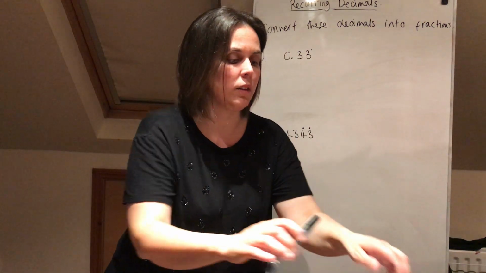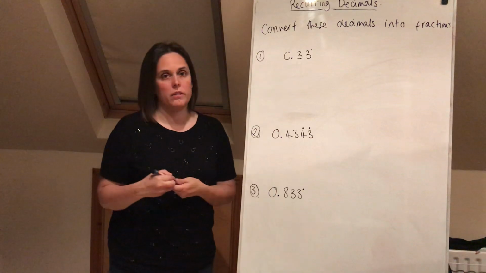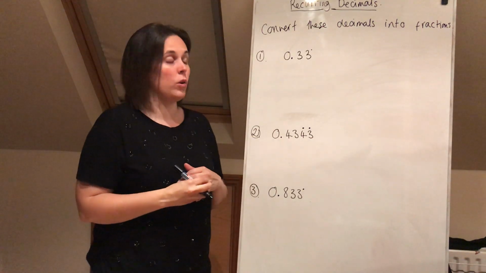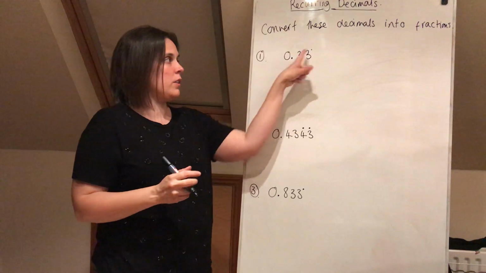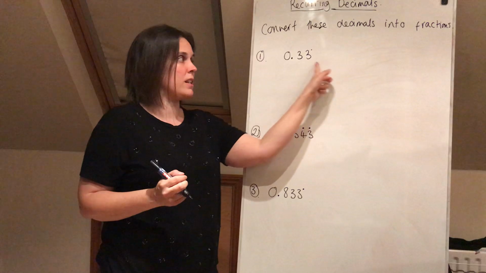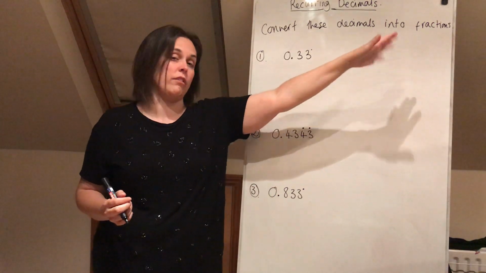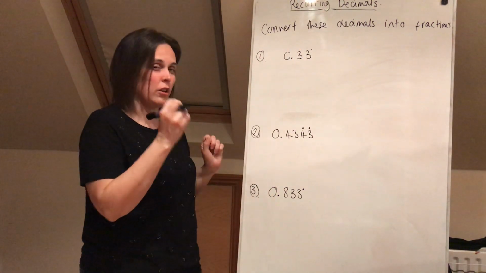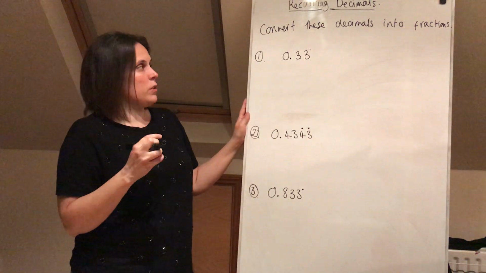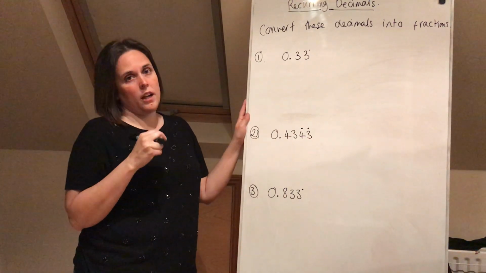So the first one I'm going to look at is 0.3 recurring. Now I'm hoping that you might recognise what that one is. That little dot there means that that bit is recurring, and recurring just means that that number goes on forever and ever and ever. You would never finish writing it, so the dot there is really important. So what we want to do is turn that into a fraction.